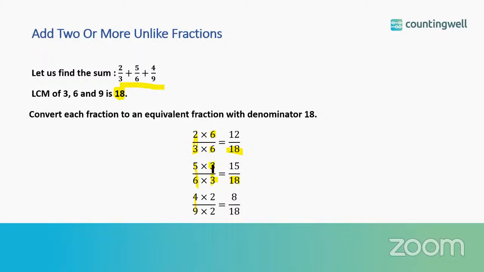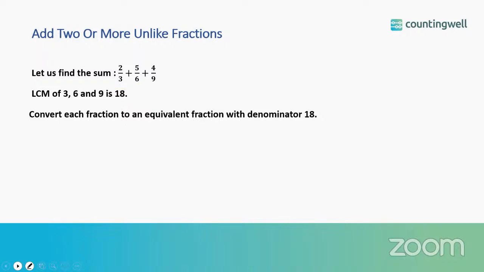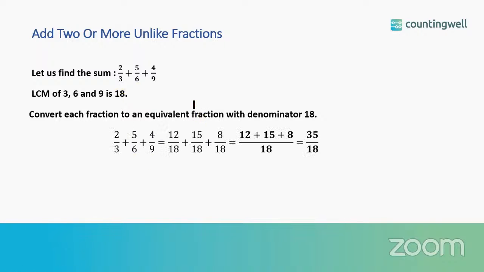The same number is to be multiplied in the numerator. And same for the third fraction. If you multiply 9 by 2, you will get 18. So you have to multiply by 2 in the numerator. So you have 12 by 18, 15 by 18 and 8 by 18. So you can see these three are like fractions. Now our task has become simple.